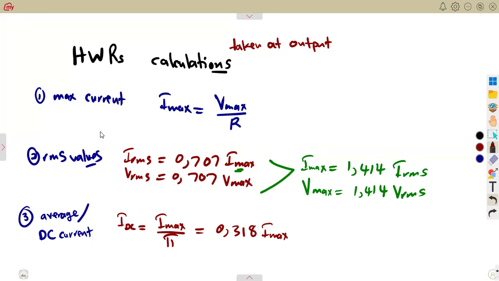So that is what you're going to have in this case. Also, if I am given the average DC voltage, VDC, I can calculate this same IDC. I can simply use voltage over what? Over resistance this time, at the output. Remember, we are at the output.